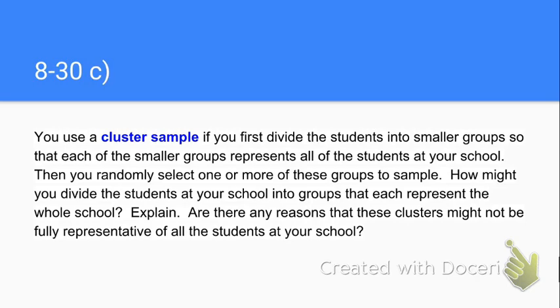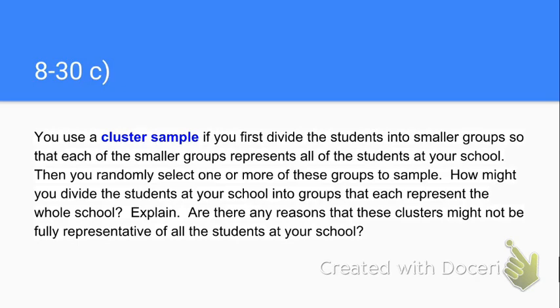boys and girls. I could also make those groups, I could have more groups rather than just two. I could say 7th grade boys, 7th grade girls, 8th grade boys, 8th grade girls. And I can make sure I have 4 different clusters, each with some randomly selected students who represent those groups.